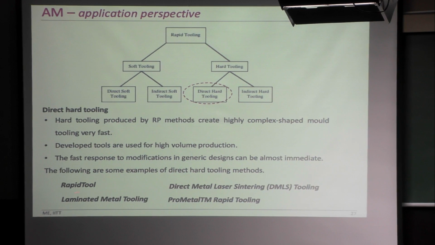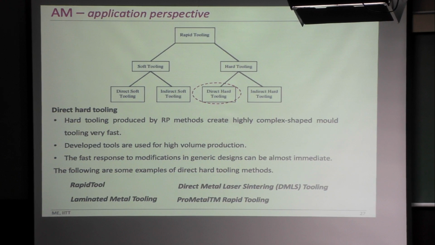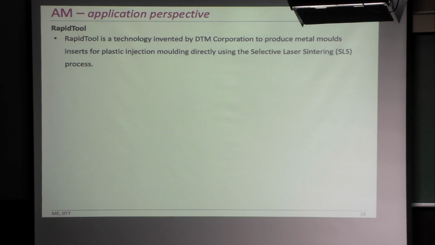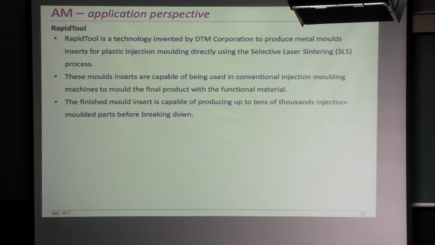So we have seen all these processes. These are all various AM technologies, and here we are using them for manufacturing the tools. In rapid tooling, this technology is developed by DTM Corporation, and they use the selective laser sintering process to make the component. And the mold inserts prepared under this rapid tool are used for high volume production.